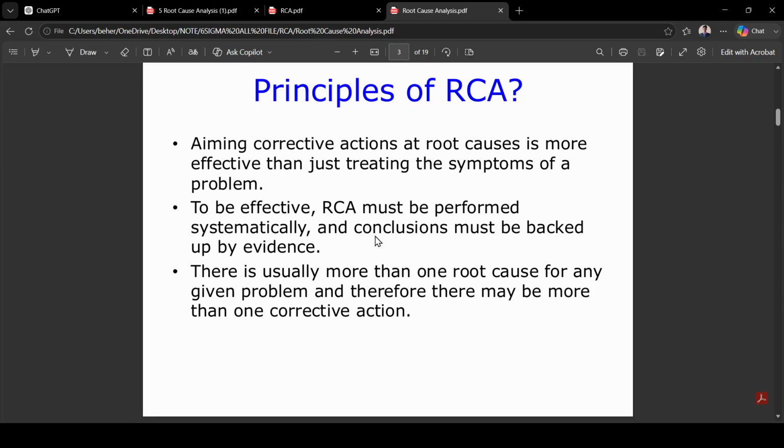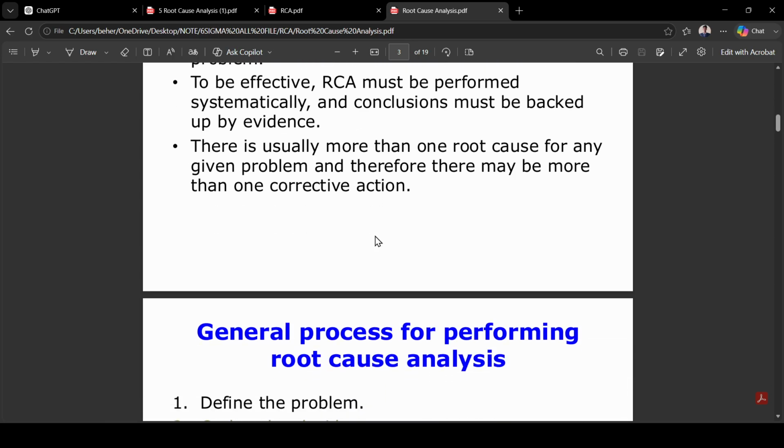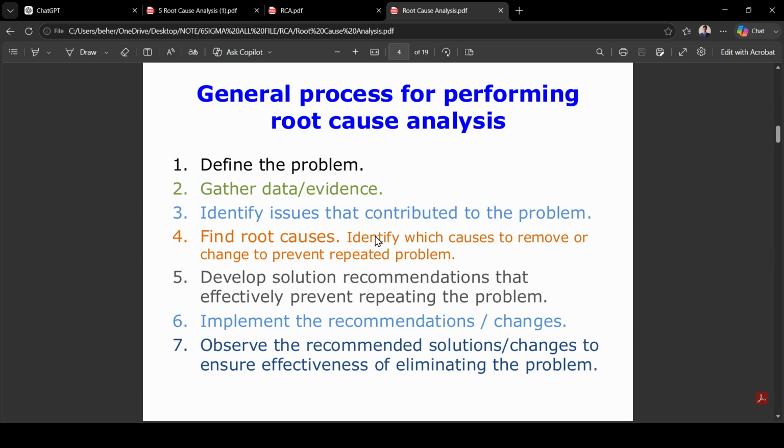Principle of root cause analysis: aiming corrective action at the root cause is more effective than just treating the symptoms of a problem. To be effective, root cause analysis must be performed systematically, and conclusions must be backed by the evidence. There is usually more than one root cause for any given problem, and therefore there may be more than one corrective action.